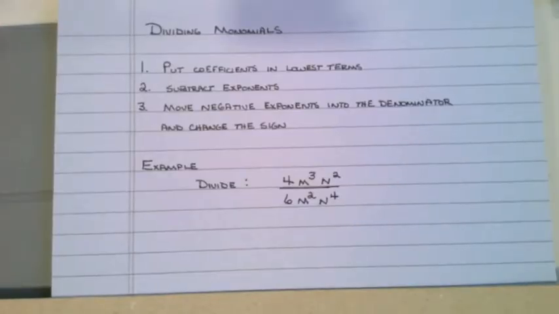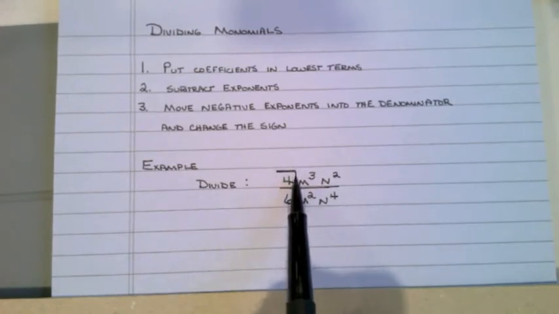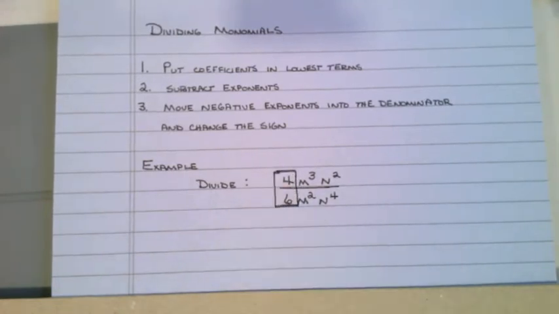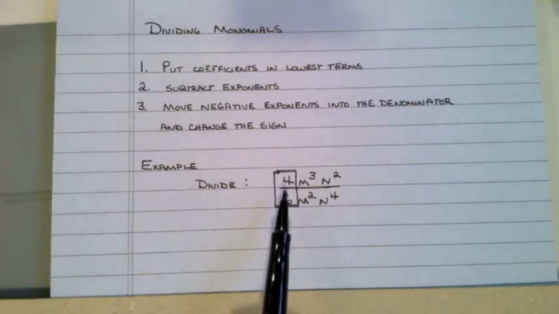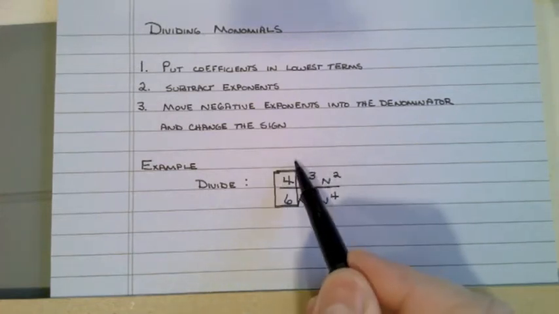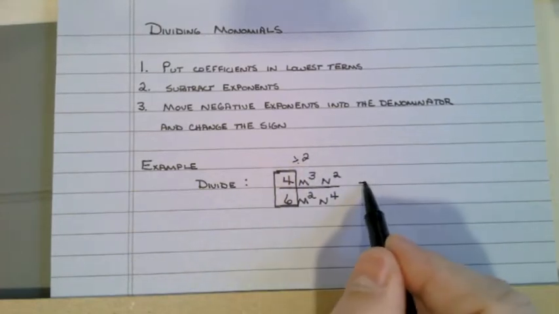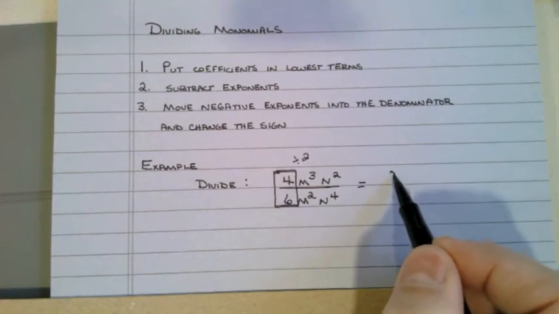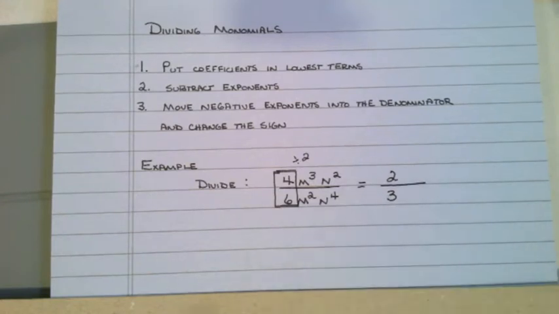So let's look at our first example. The first thing we do is look at the coefficients. We act like this part is a fraction. That means we need to reduce this fraction. We need to find a number that will go into 4 and 6, and divide both of those. What number is a factor of 4 and 6? 2. We're going to divide each of those numbers by 2 and reduce it just like a fraction. 4 divided by 2 is 2. 6 divided by 2 is 3.